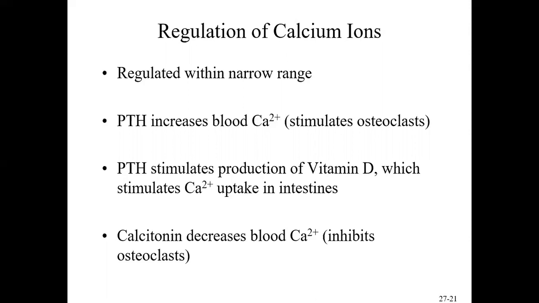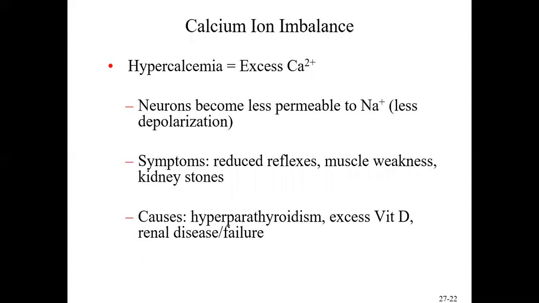Parathyroid hormone also helps stimulate vitamin D production. And once you have vitamin D, that helps to reabsorb calcium from the intestines. And so both of these lead to an increase in blood calcium levels. Calcitonin, remember, works the opposite of parathyroid hormone because it helps to lower the blood calcium levels, and it does that by slowing down the osteoclast activity. And of course, you can have too high and too low levels of calcium ions, just like you have for the other ions we mentioned.